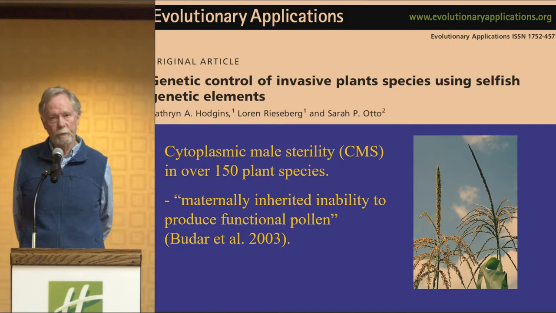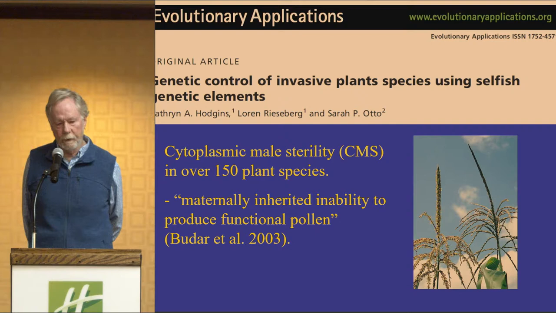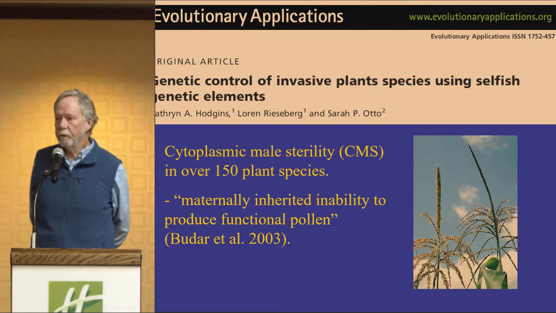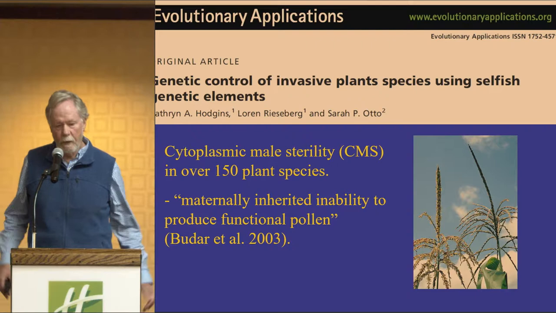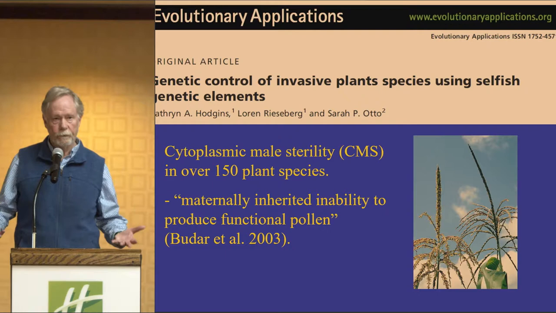And one thing is trying to use, in invasive plants, what are called selfish genetic elements. These are alleles which cause male sterility, and these are very common: over 150 plant species these have been found in. So if we can increase the frequency of these in plant populations, we can perhaps reduce the effectiveness of invasive plants.